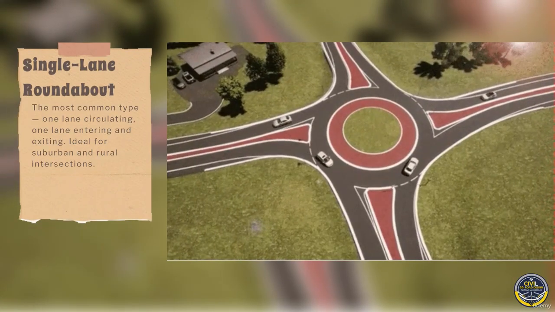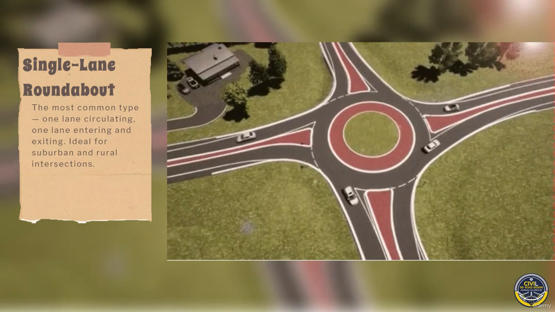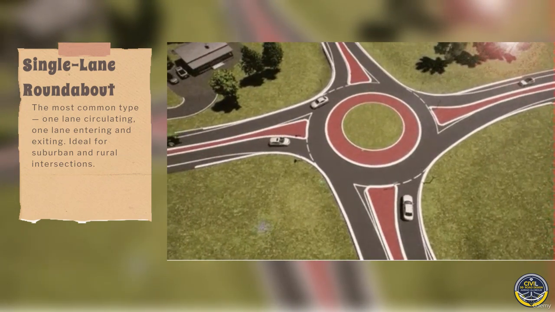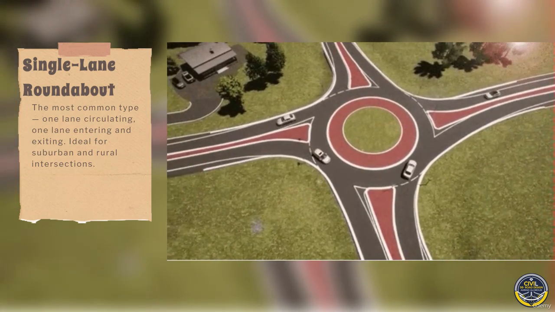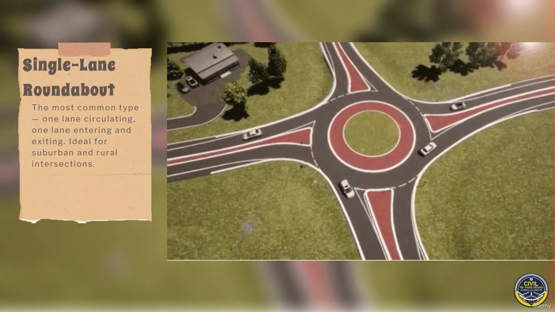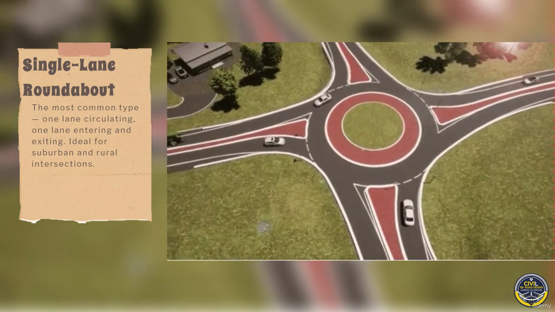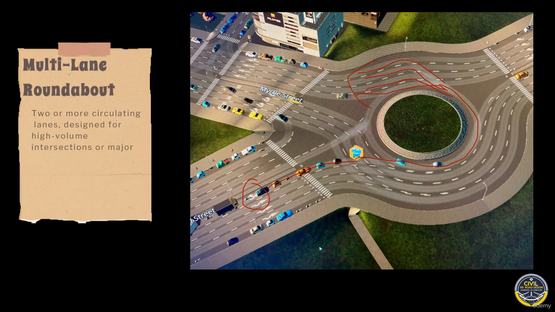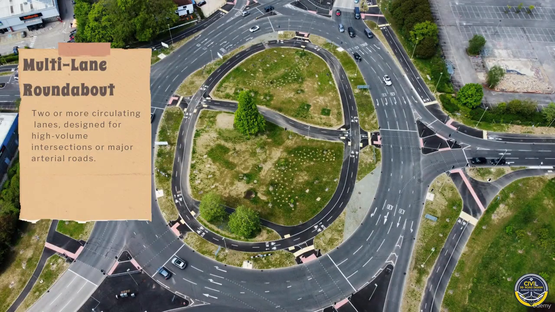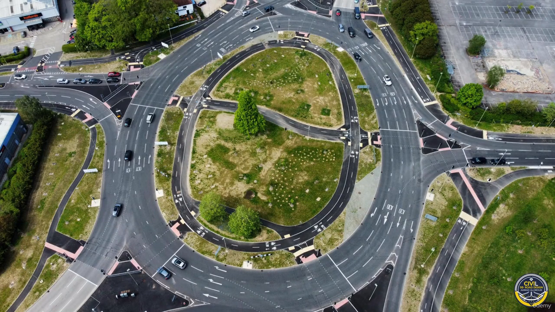Single lane roundabout, the most common type, one lane circulating, one lane entering and exiting, ideal for suburban and rural intersections. Multi-lane roundabout, two or more circulating lanes designed for high-volume intersections or major arterial roads. Each type has design standards for diameter, lane width, and entry geometry, ensuring safe and predictable operation.